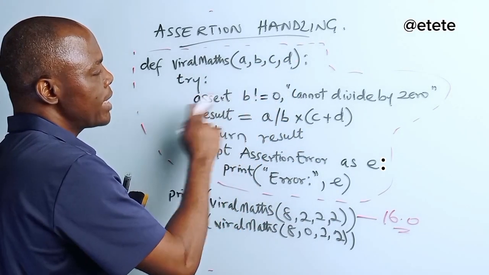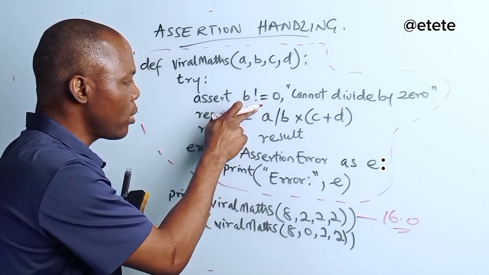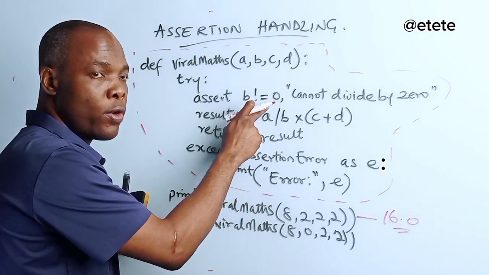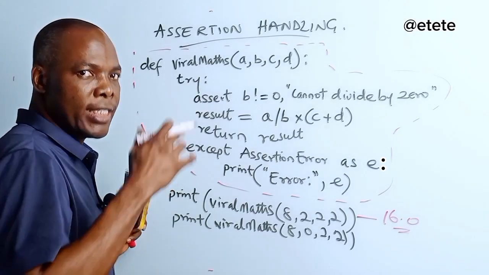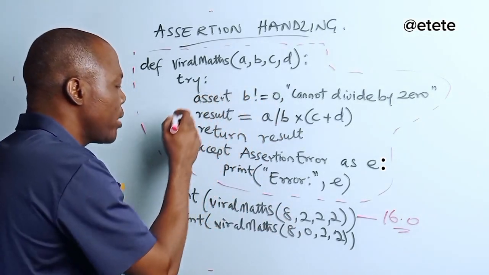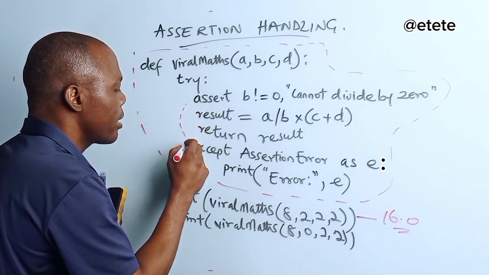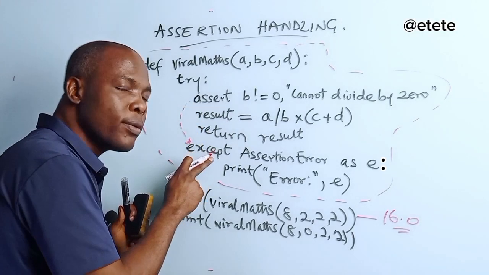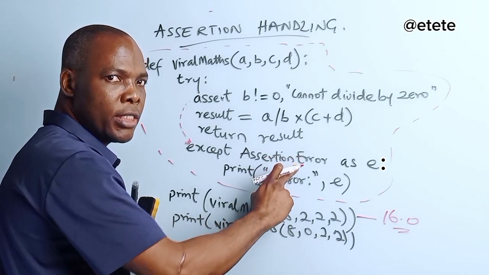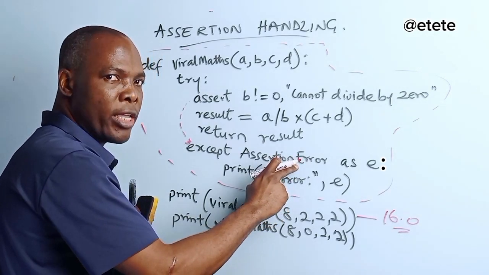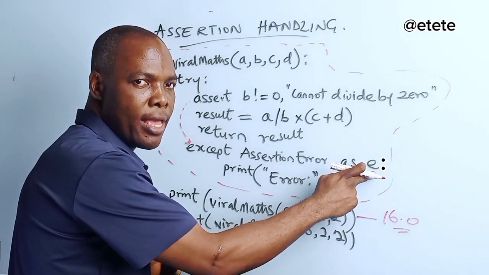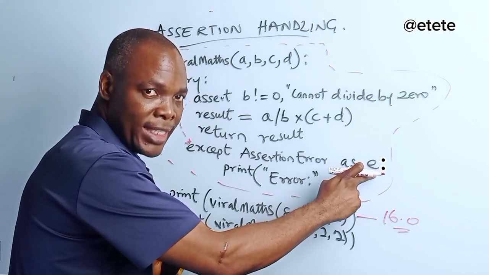It will try this assert block. Assert B not equals to 0. That is not true. It is false. Then it will raise the assert error, the assertion error. Once the assertion error is raised, it will now move from here to this guy. This one will now catch the error. It will catch it. Once the assertion error is caught, an instance of it will be created, and the variable that will reference that instance is the E.